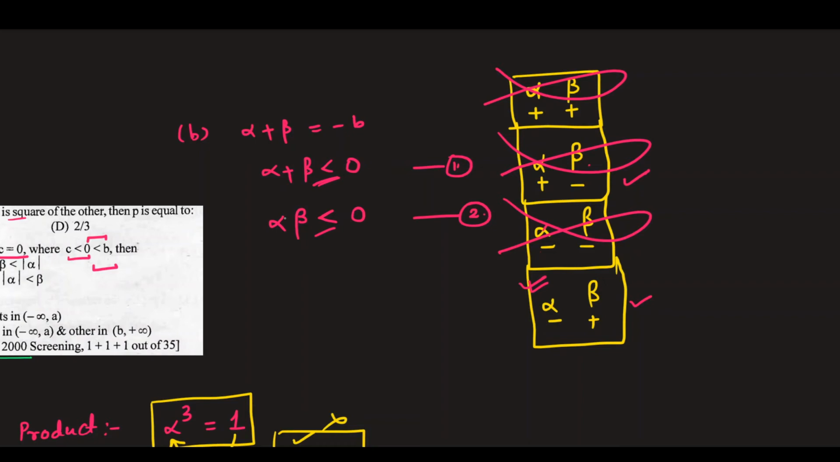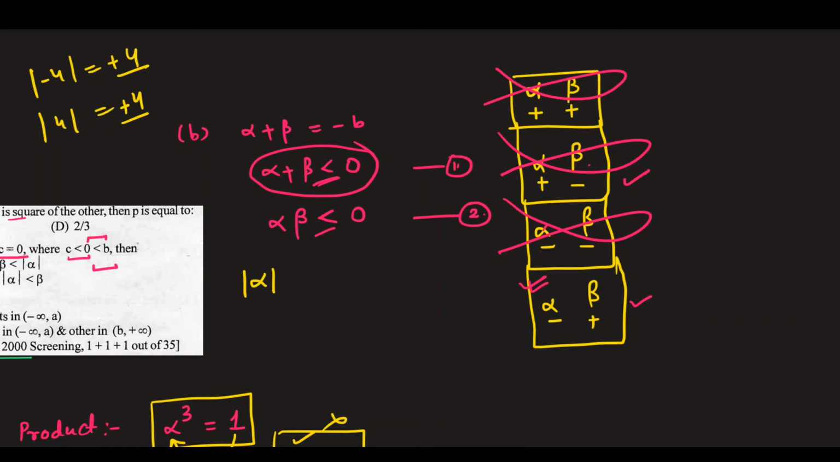Now look at this condition. The mod means only the plus value. Mod of -4 is +4. Mod of 4 is also +4. So the mod always returns a positive value. So we know that alpha is negative, but mod alpha will be positive. So the value of mod alpha will be less than beta.